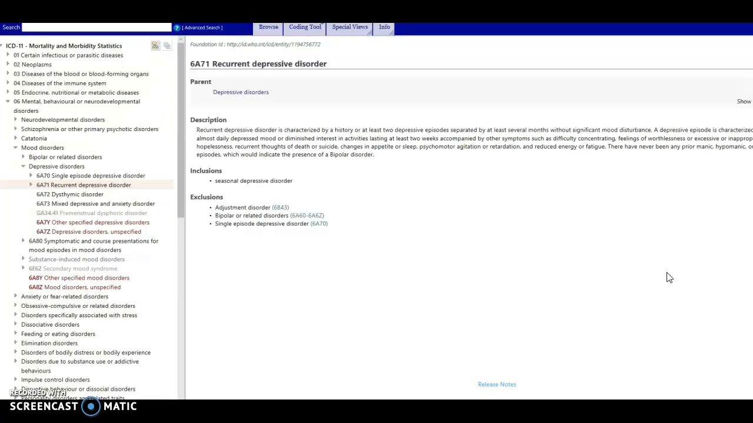As I mentioned, we diagnose using the DSM, and then we convert that into an ICD code and bill using an ICD code. I hope this has been helpful.